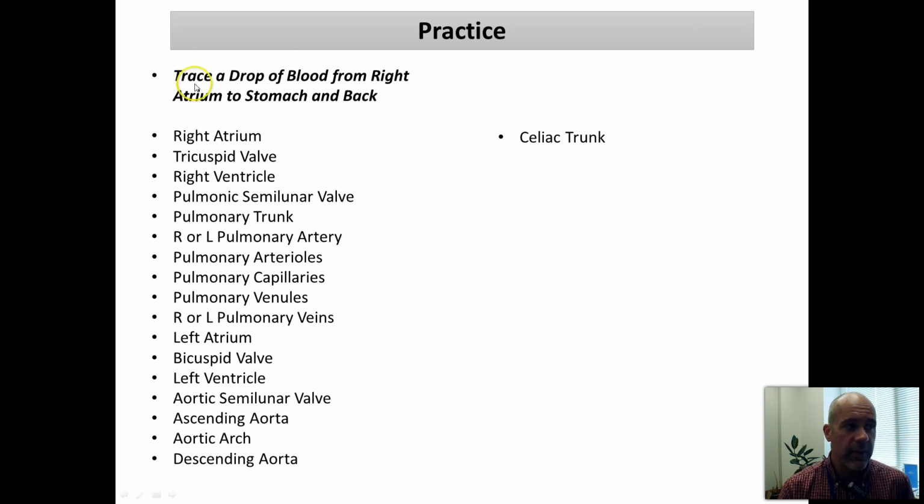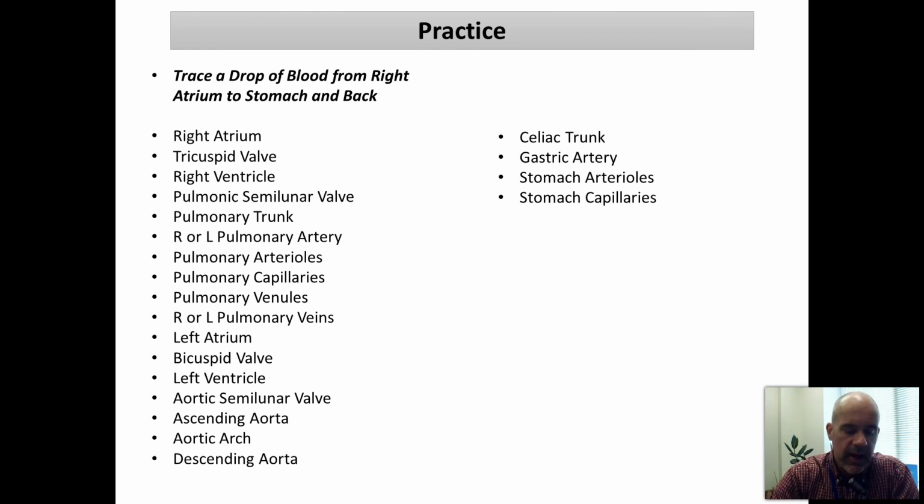All right, so if we're going to the stomach, then we know the stomach is served by the gastric artery, which really has a left portion and a right portion, but we're not going to worry about that. So the gastric artery comes off of the celiac trunk. So the celiac trunk is going to be the exit our blood drop is going to take off of the descending aorta. And from there it will enter the gastric artery. It's going to take some other little branches over to a particular portion of the stomach. We're not going to worry about those. So we'll just say stomach arterioles, stomach capillaries, stomach venules.